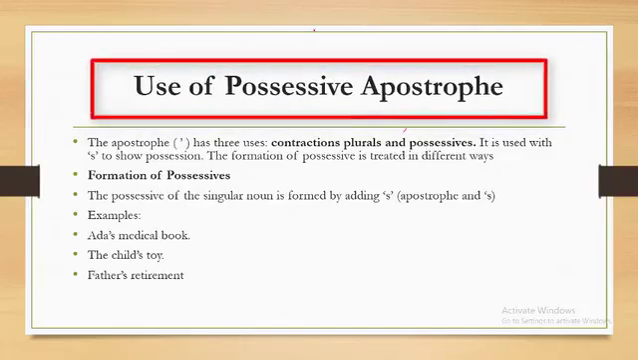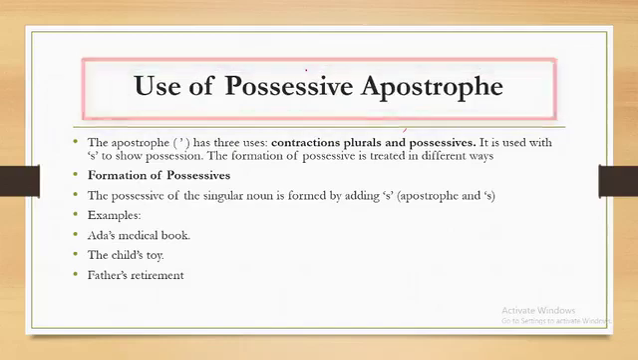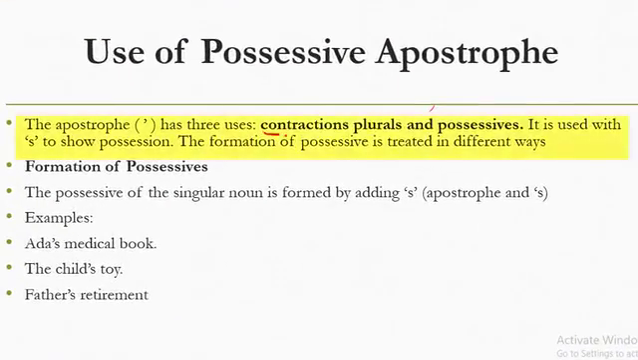Alright, so the first thing we should know is that we use the possessive apostrophe first for what we call contraction, plurals, and possessives. So for instance, in cases where we have a plural case, we use the apostrophe. Where we have a possessive case, we also use the apostrophe. Okay, so let's look at the first use. That's the formation of possessives. How do we form possessives in English language?